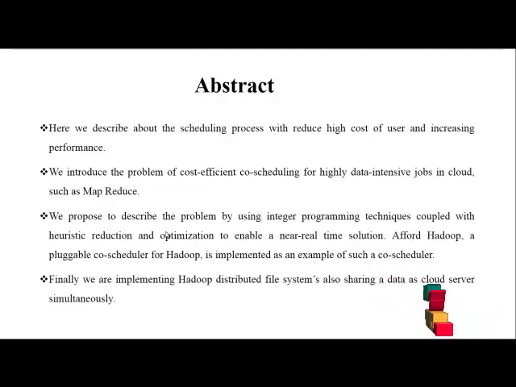Here we introduce the problem of cost efficient core scheduling for highly data intensive jobs in the cloud, such as MapReduce. We propose to describe the problem using integer programming techniques coupled with a heuristic prediction and optimization to enable a near real-time solution. AffordHadoop, a pluggable core scheduler for Hadoop, is implemented as an example of such a core scheduler. Finally, we are implementing the Hadoop distributed file system, also sharing data on the cloud server simultaneously.